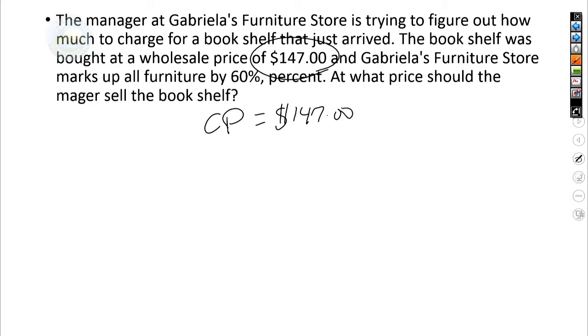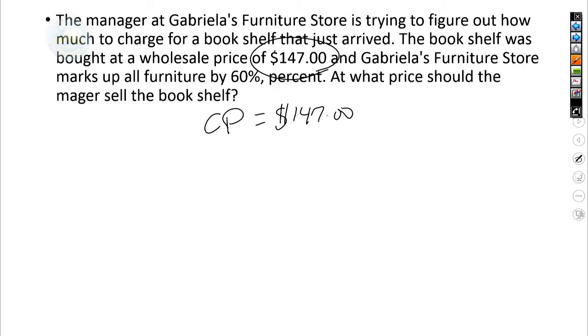$147. And the price is marked up by 60%. Now, what does that mean? From this cost price, the store is going to say, you know what? We're going to mark up the price by 60% and then sell it for 160% in all.